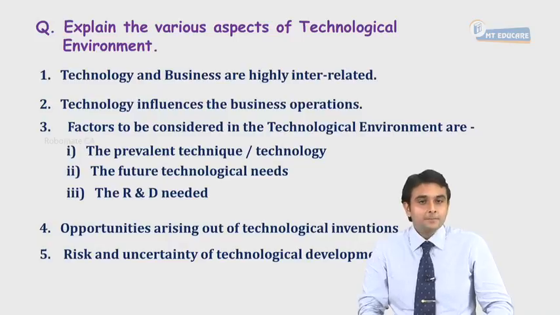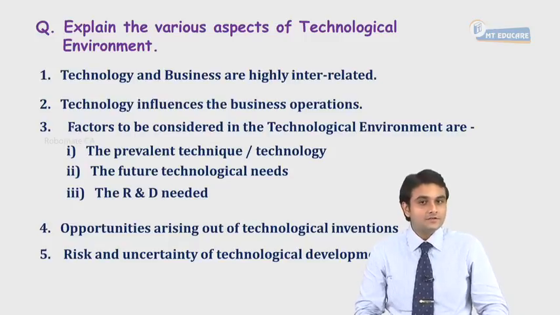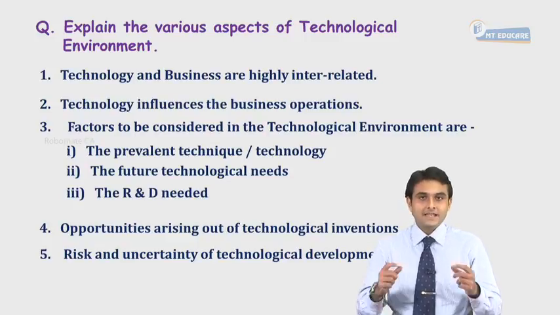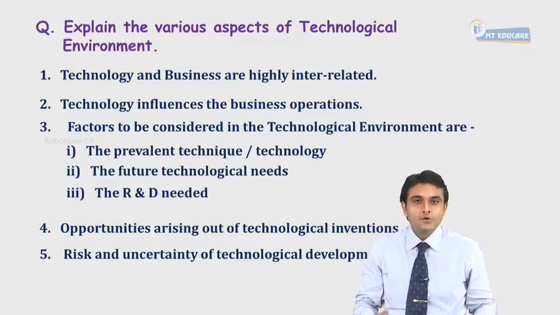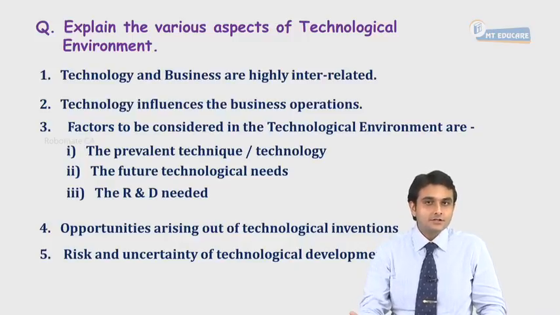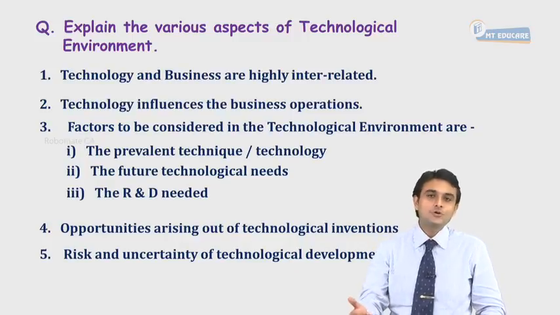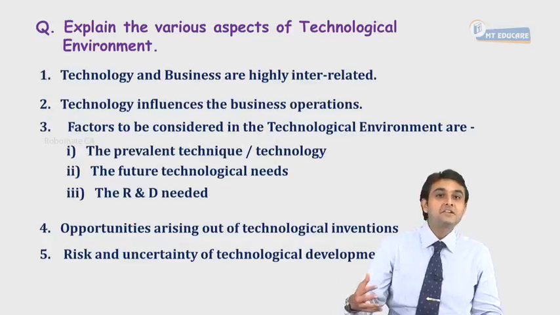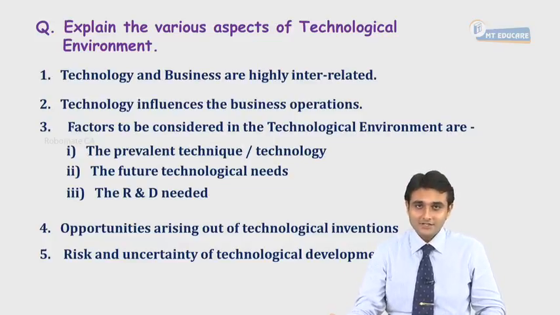Now, technological environment, in simple words, refers to the prevalent technique or the technology, the future technological needs, and the research and development needed. A lot of times there are opportunities arising out of technological inventions. Say, for example, the product Google Glass. It is like another smartphone on your head. You can find out about it from the internet, and you will understand that this is where the technology is going in terms of gadgets. This is probably the next best thing in gadgets. Till the time we can upload things matrix style in our brain from a computer or other gadget, Google Glass seems to be the next best thing.